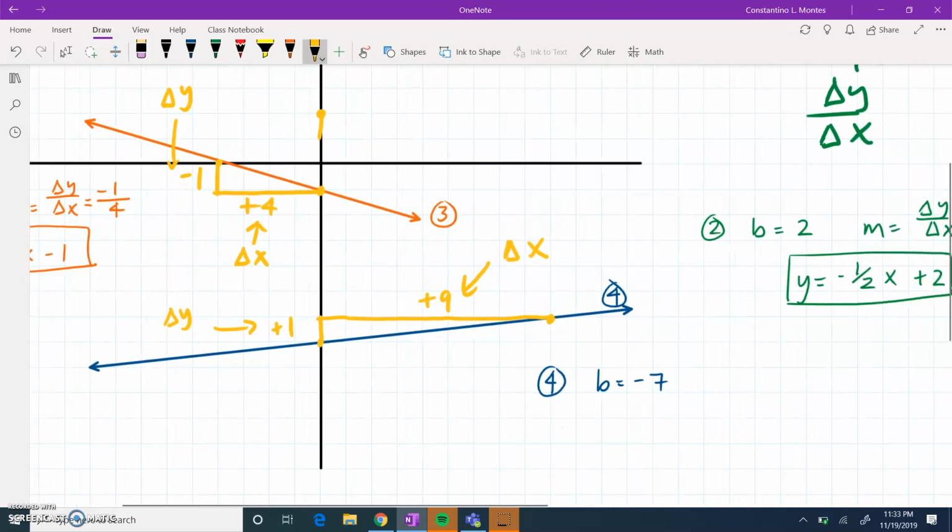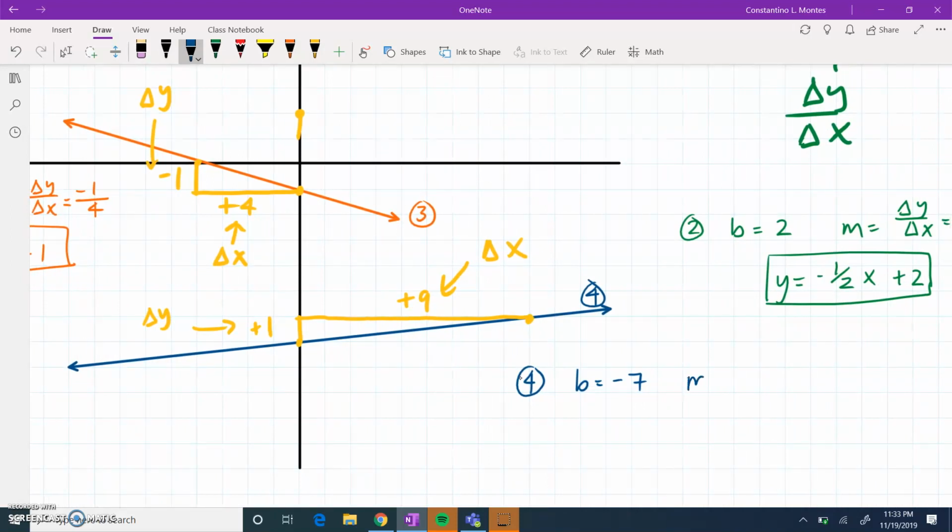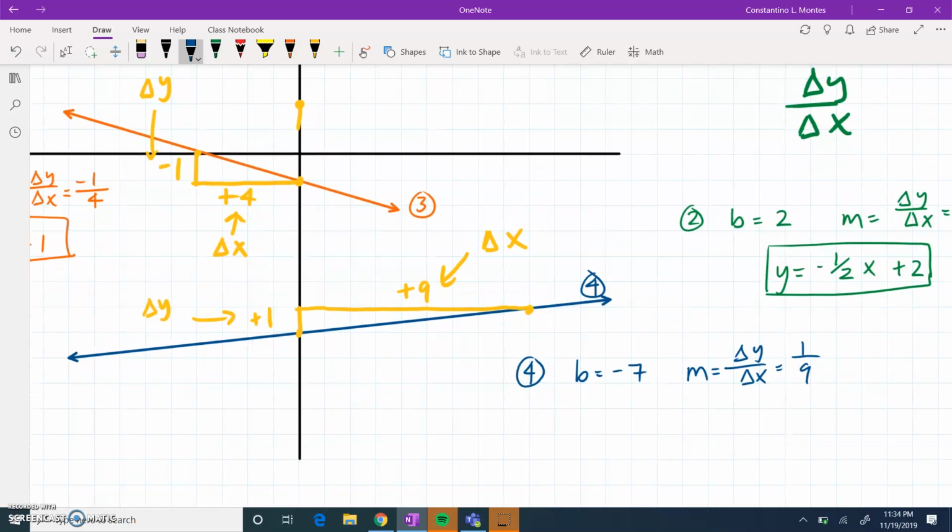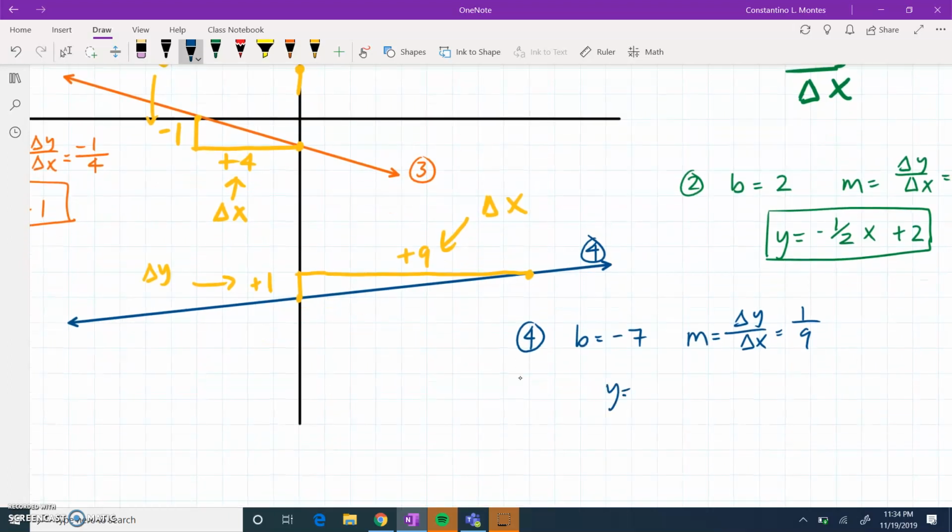So for our slope, that's m, that equals change in y over change in x, which is equal to 1 divided by 9. So I'm going to leave this as y equals my m, which is 1/9, x minus 7, which is my y-intercept. All right. I do want to go over a common misconception, and I'm going to go right back up to this orange line here in a second.